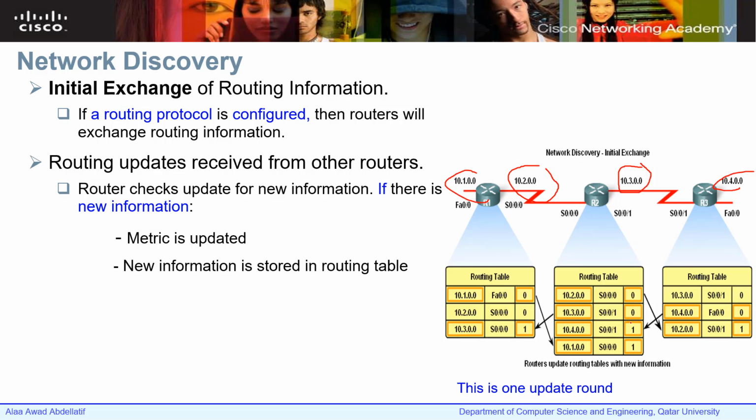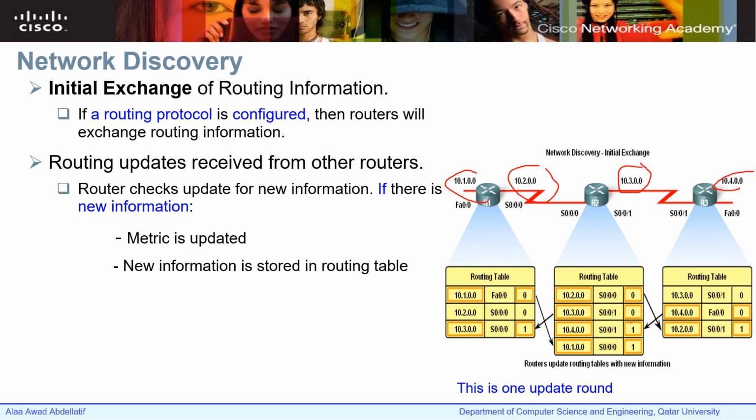For example, if this IP already exists, but I can reach this IP through R1 by one hop, and through R3 for example through two hops, what will I include? One hop or two hops? I will include the one hop because this is the best path. So no need to include the other one. I can reach this IP through R2 with one hop and through R3 with two hops. No need, I will add only one hop.